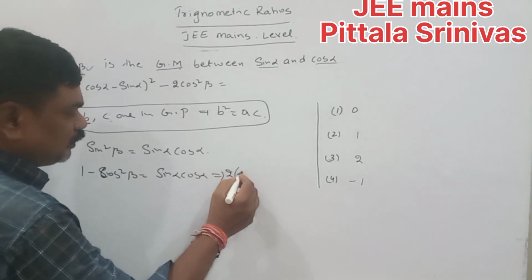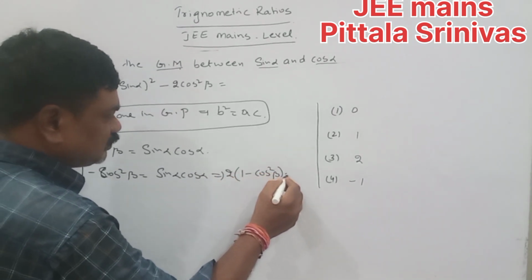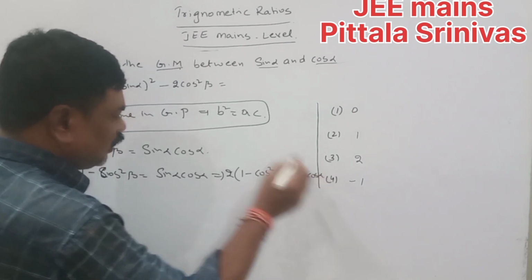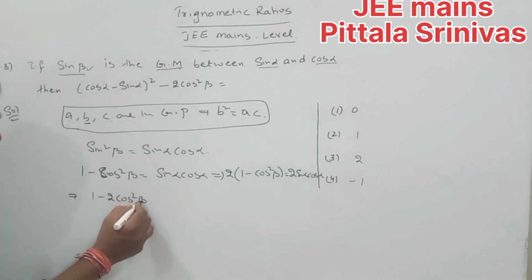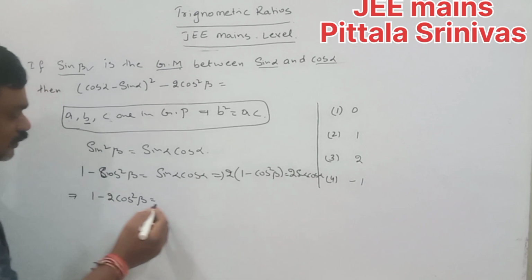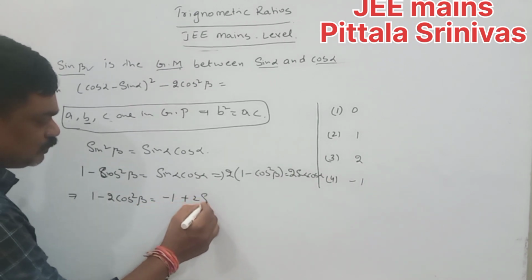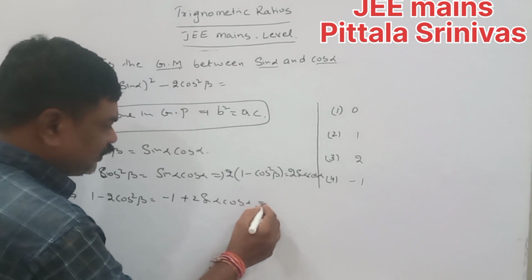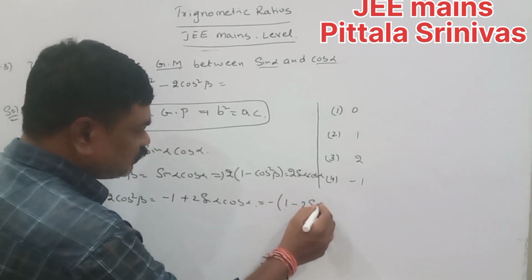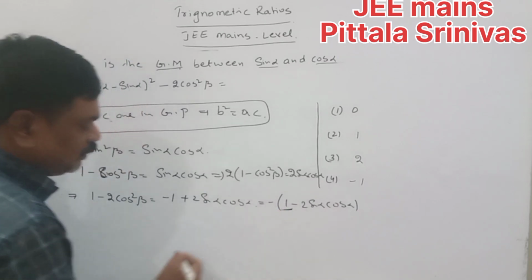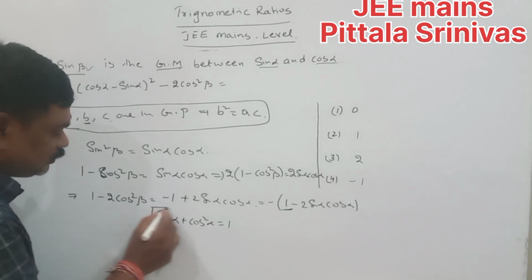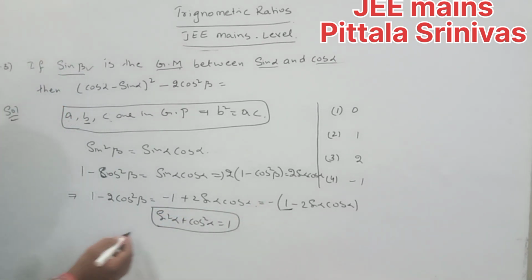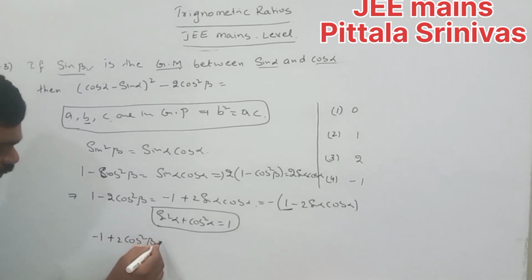So 2 of 1 minus cos square beta is equal to 2 sin alpha cos alpha. Here you write 1 minus 2 cos square beta is equal to, taking 1 to this side, minus 1 plus 2 sin alpha cos alpha, and taking minus 1 common, 1 minus 2 sin alpha cos alpha. Here 1 is equal to what? Sin square alpha plus cos square alpha is equal to 1. You have to substitute there.